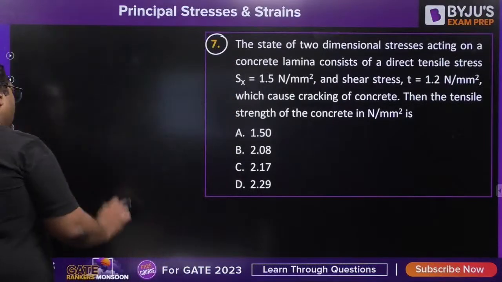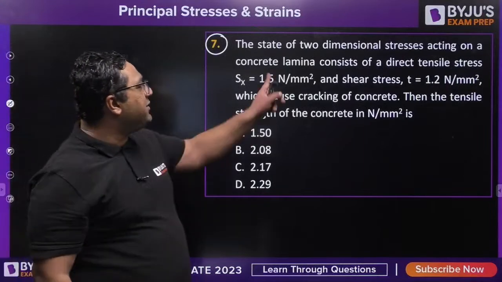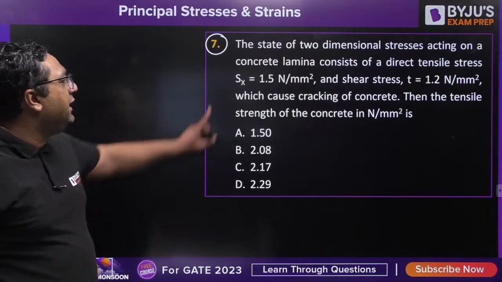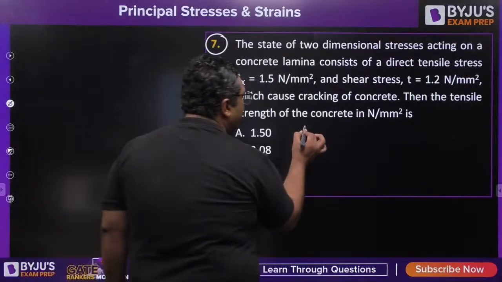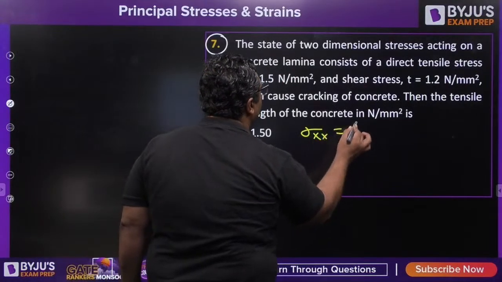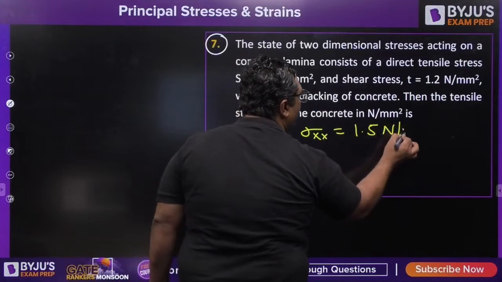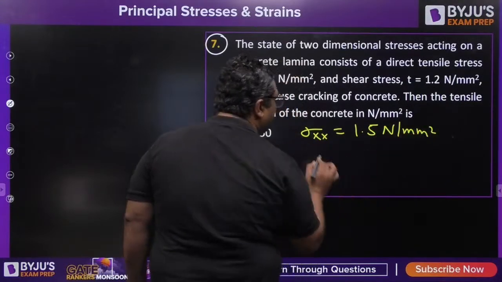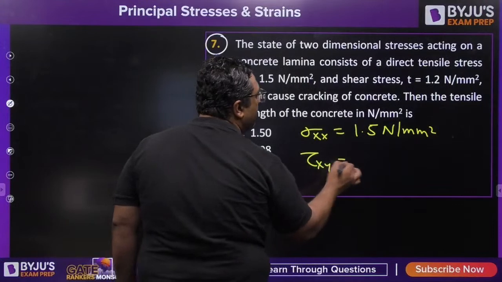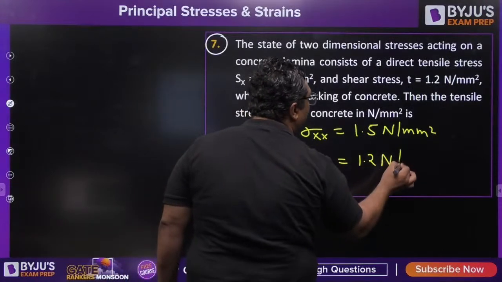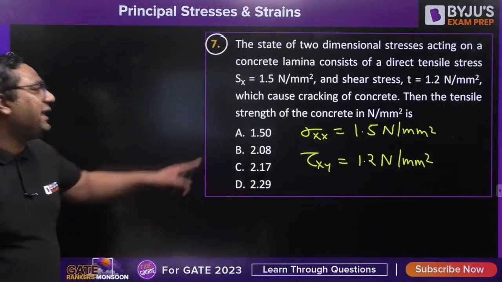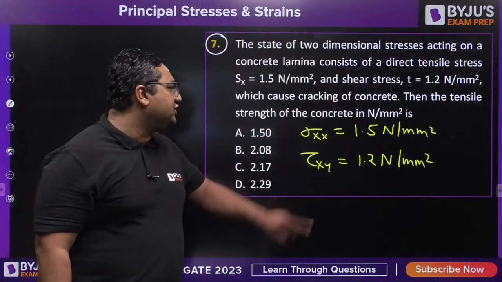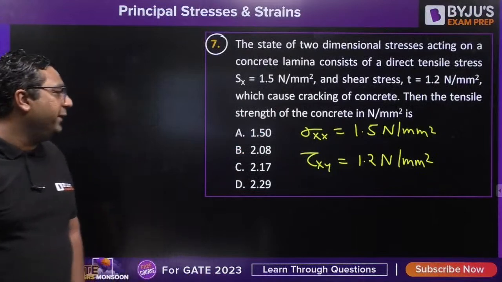Question number 7 now. The state of two-dimensional stress acting on a concrete lamina consists of a direct tensile stress, sigma xx, of 1.5 Newton per mm square and a shear stress of 1.2 Newton per mm square, which cause cracking of concrete. Then the tensile strength of the concrete would be.